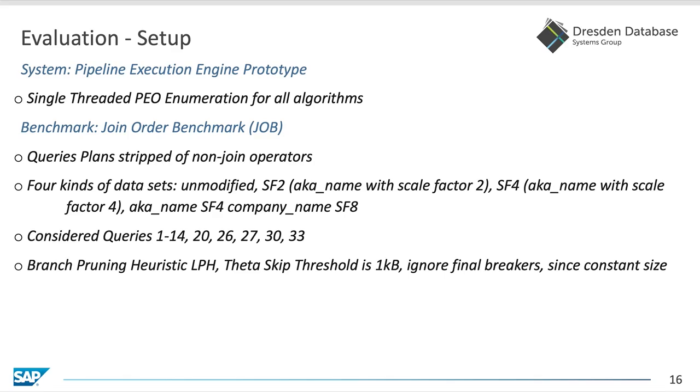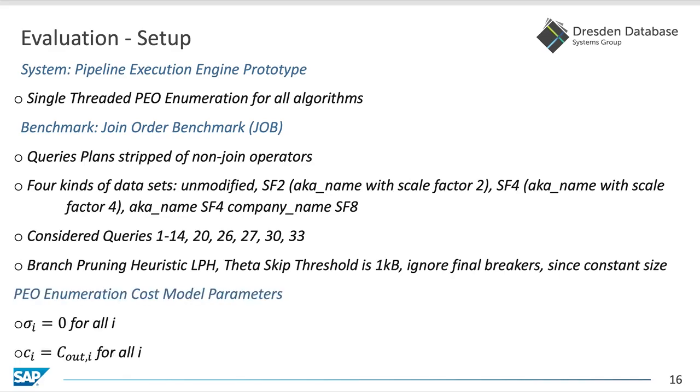Other queries could not be considered since it would have exceeded the available minimum memory on our system due to the pruning of non-join operators. The branch pruning heuristic is the longest path heuristic, and the theta skip threshold is set to 1 kilobyte. We ignore final breakers since they are of constant size. For the PEO enumeration, our cost model uses cout as our cost function for the individual subtree, and the writing costs are 0 since cout already considers writing costs.